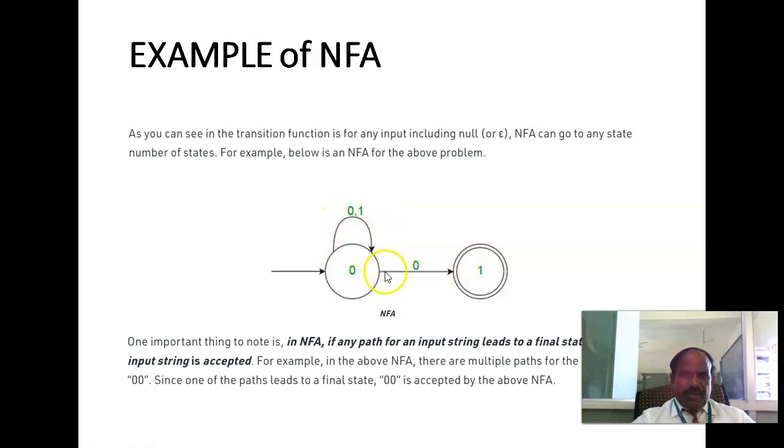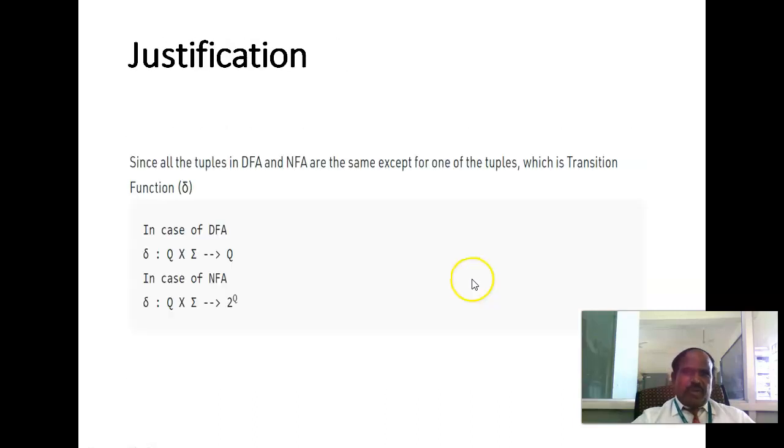For the remaining inputs not ending with 0, whatever the input is given, it repeatedly self loops in the Q0 state, so it will not go to the final state. Input is accepted when you reach the final state. This is a major difference between NFA and DFA.